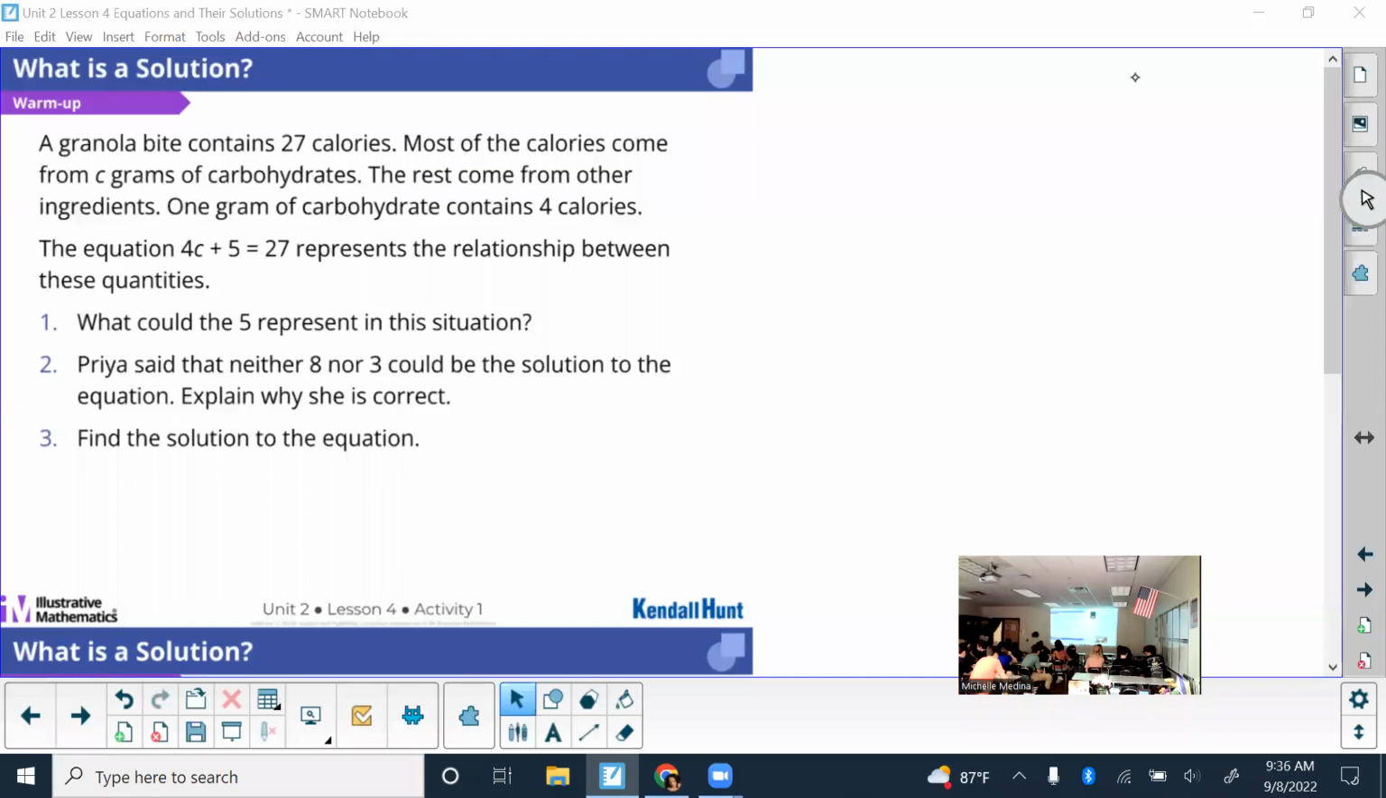All right, so here's the warm-up that you should have completed. A granola bite contains 27 calories. Most of the calories come from C grams of carbohydrates. The rest come from other ingredients. 1 gram of carbohydrate contains 4 calories. This is the equation: 4C plus 5 equals 27. And we need to answer the following question. First is, what could 5 represent in this situation?